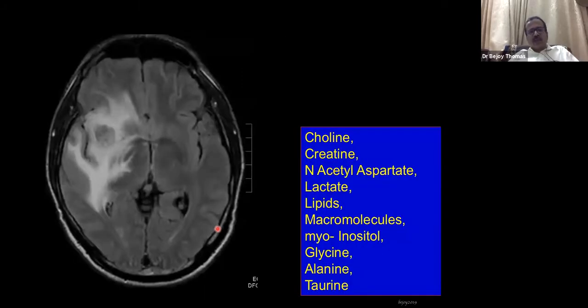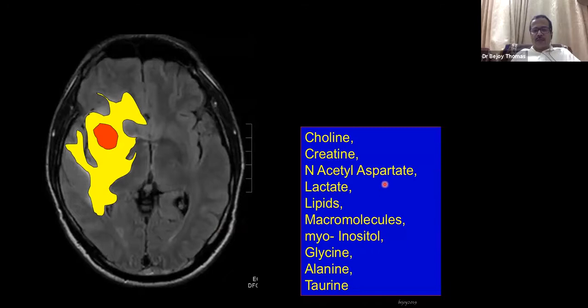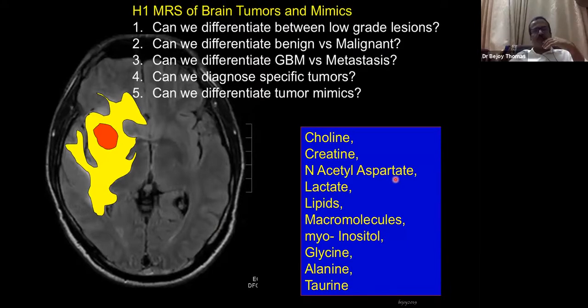So this is what I told. For example, in a brain tumor, you see the tumor there and there is a surrounding edema. A lot of metabolites can be studied: choline, creatine, N-acetyl aspartate, lactate, lipids, and amino acids. And a lot of questions were asked in that. If you look at the literature from 2005 to 2010, it is actually flooded with claims that spectroscopy can do everything, wonders. You can actually differentiate between.